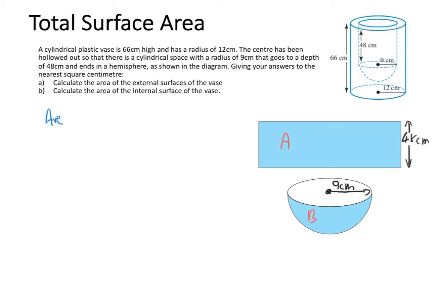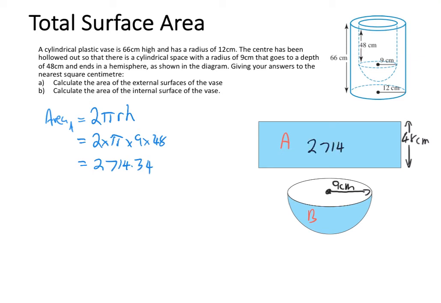So the area of A, which is the curved side of the cylinder, so I can use 2 times pi times radius times height. So substituting in my values is going to be 2 times pi times 9 times 48, which is equal to 2,714.34. So adding that into my net, 2,714.34 centimeters squared.